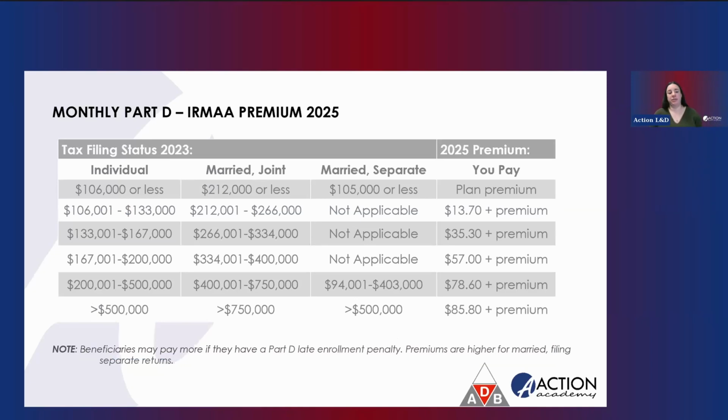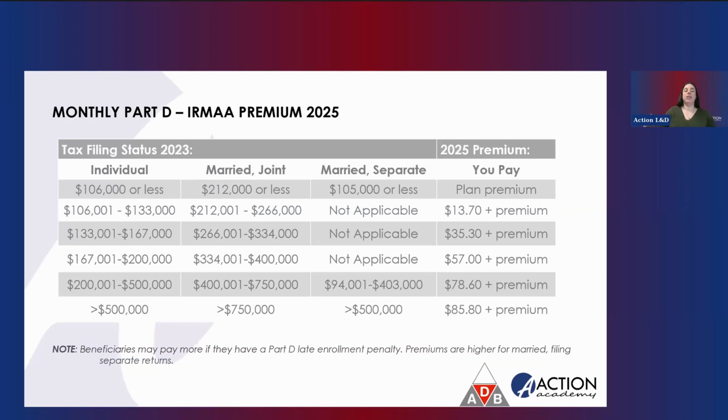IRMAA is the same thing with Part D as with Part B. It applies the same way, but the numbers are a little different. The big difference here, as you can see on the left-hand side, is that two years ago's tax filing status helps you determine the IRMAA amount that you would pay.